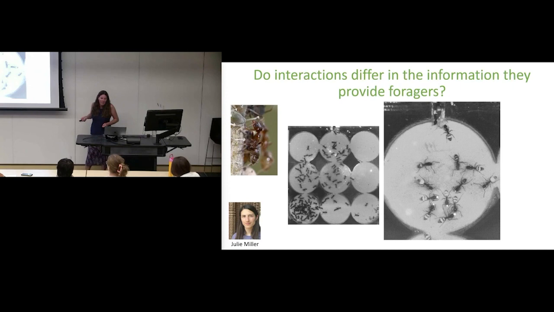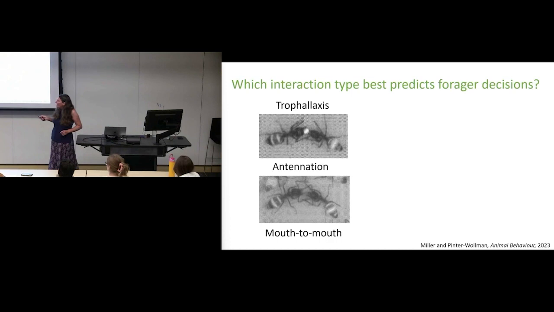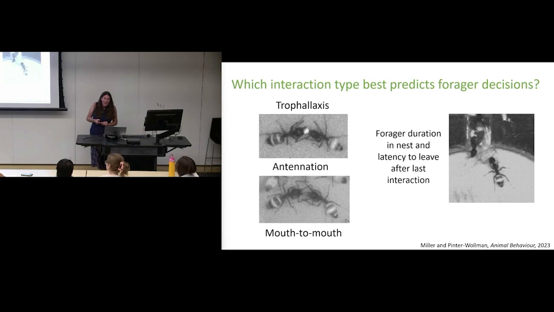So she basically starved colonies and then fed them and looked at the interactions inside the nest for about 30 minutes. And she identified different types of interactions: trophallaxis, which is food exchange; antennation, which is just antennating with your antennas; and mouth to mouth, which I don't have a picture of, but it's basically two ants standing mouth to mouth and not exchanging food. And she asked, how do these different interactions influence the decision of a forager to leave the nest and continue foraging? And so we basically looked at how long a forager spends in the nest and how long it took it to leave after an interaction.